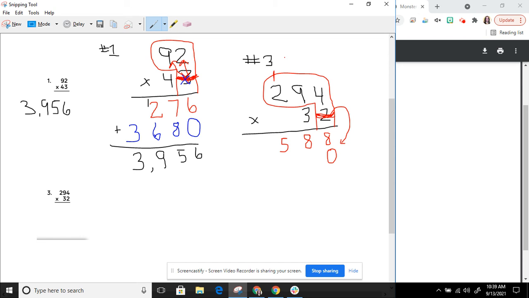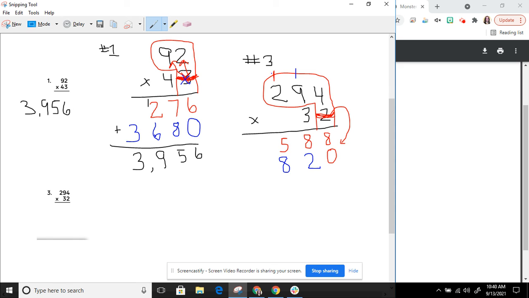3 times 4. Let me do a different color here. 3 times 4 is 12. So I put my 2 and I carry my 1. Okay, so that was 3 times 4, which is 12. I put my 2, I carried my 1. 3 times 9 is 27, plus my 1 from the 3 times 4 gives me 28. So 3 times 9 is 27, plus 1 is 28. I put my 8 down, and now I carry my 2.